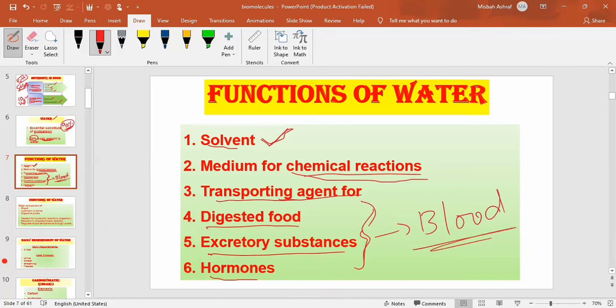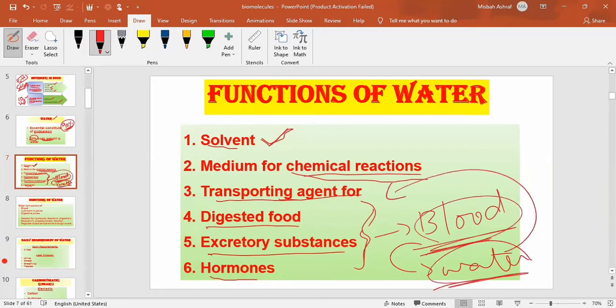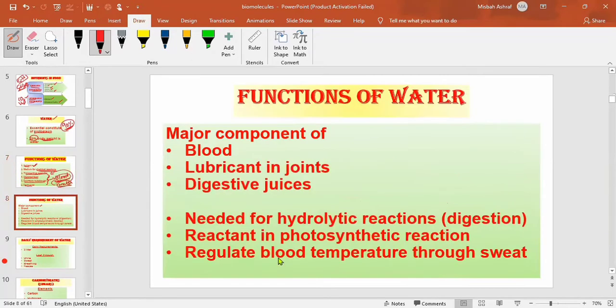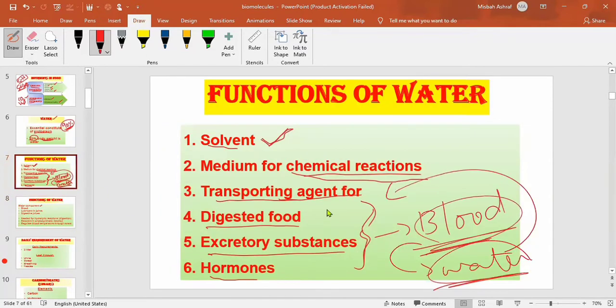Right? Because afterwards we will study that these are being transported through the blood. So don't get confused. Blood actually has water in it. So water, or this liquid medium, is helping in transporting these substances from one part of the body to the other part. Miss, can you repeat what you were saying? I said that water is also acting as a transporting agent.